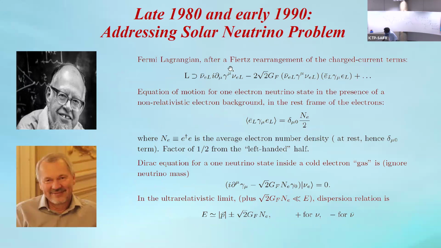Basically you start with the Fermi Lagrangian, and after a few rearrangements of the charged current terms, you can write down this type of interaction. These are popularly known as four-Fermi interactions. You can write it in terms of neutral current interaction, and that will affect the oscillation. The equation of motion for one electron neutrino state in the presence of a non-relativistic electron background, you can write in the rest frame of the electrons like this.